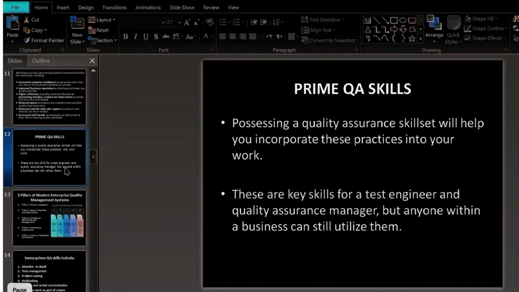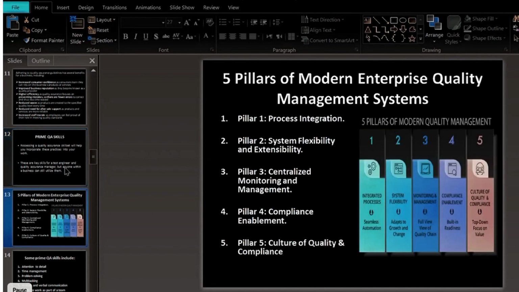So prime QA skill क्या है? Prime QA skill की भी हम बात करें. Possessing the quality assurance skill set will help you incorporate these practices into your work. These are key skills for test engineers and quality assurance managers, but anyone within a business can still utilize them. ये बहुत important है और हर कोई इसको utilize कर सकता है. This is what I'm saying.